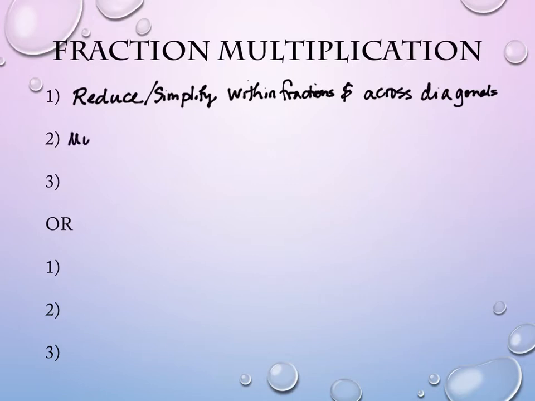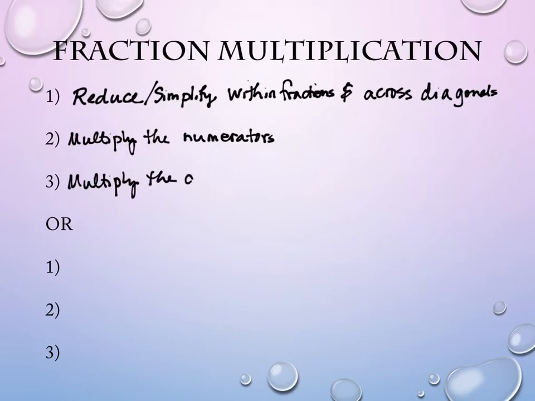And after you do that, you would multiply the numerators and multiply the denominators. So that's one option. That's the option I usually go with. Benefit to this option is it keeps the values typically smaller.